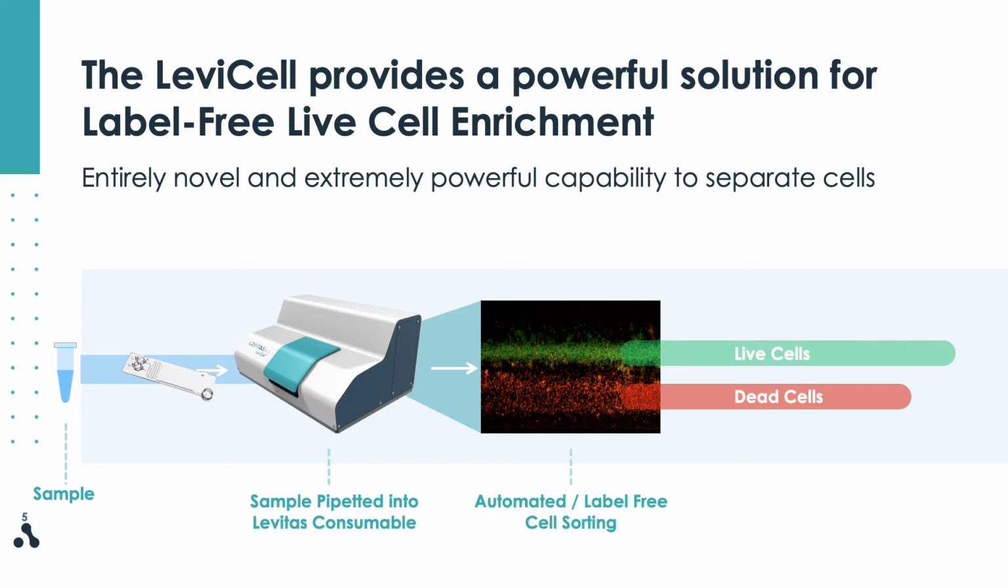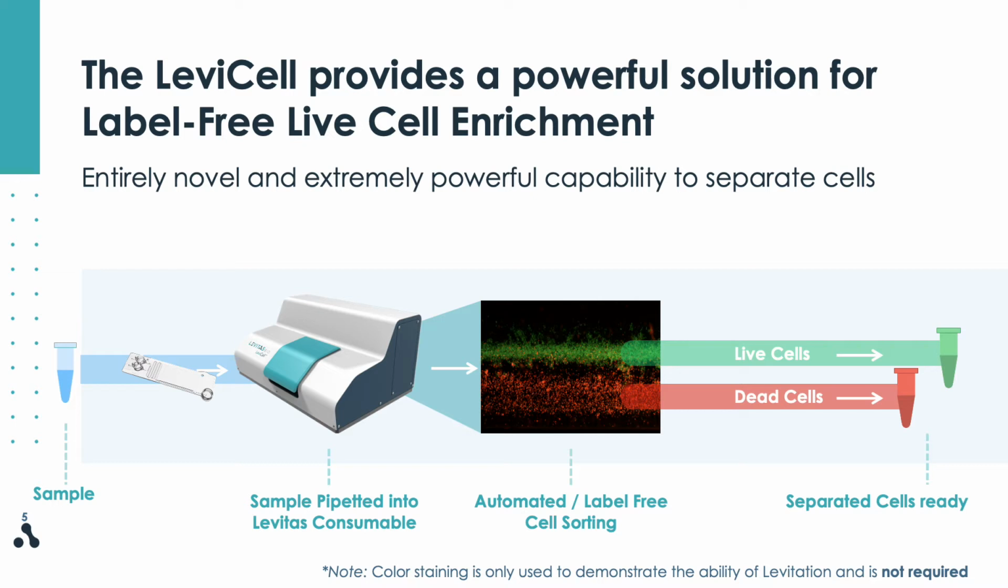So from here, the automated label-free sorting occurs inside the instrument, and the customer is now able to collect their live cells and dead cells into two separate tubes. The entire process takes under 20 minutes. There is no labeling, there is no waiting, and there's no purifying. It's a fully enclosed process with no additional steps required.